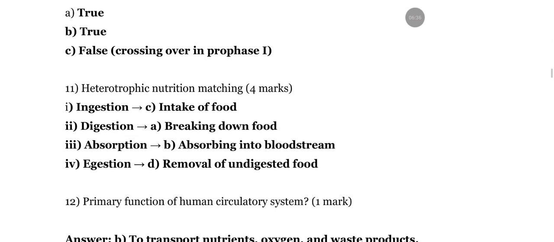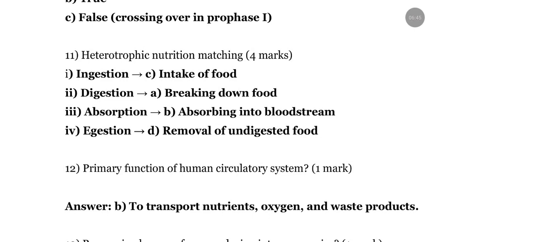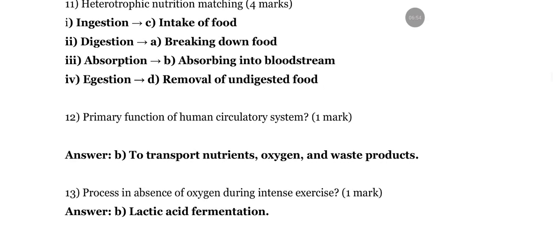Number 11, trophic nutrition matching: ingestion, digestion, absorption, and egestion, where ingestion is intake of food and then digestion is breaking down food, whereas absorption is absorbing into the bloodstream, and then egestion is the removal of undigested food.